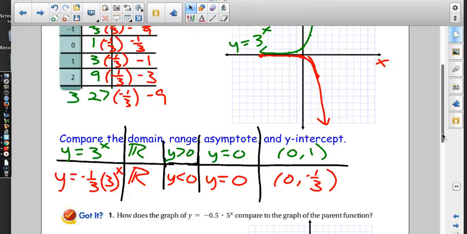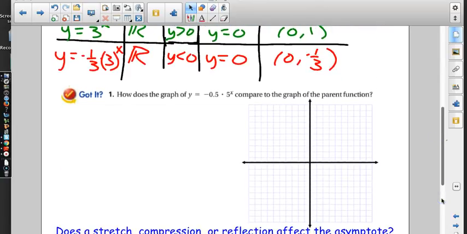The domain is the same, but because of the negative, instead of y is greater than 0, now it's y is less than 0. And our asymptote didn't change, but because of a, our y-intercept did change. And again, that's going to be our parent function, and then we're going to move things from there. So let's go down to this one.